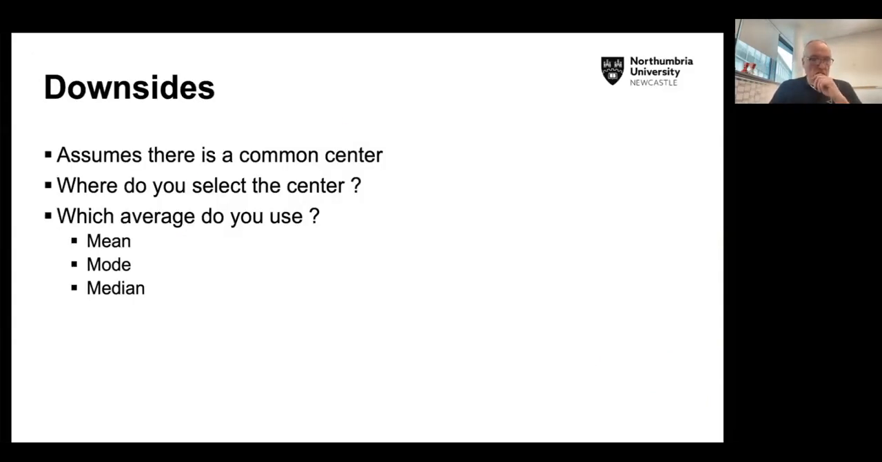Now, Montello and Bayer came up with some critiques of this. They sort of said, how do you select the common center? And it's actually a good point. You could take the gravitational center of all these things. It does assume that there is a common center, which isn't always necessarily true.